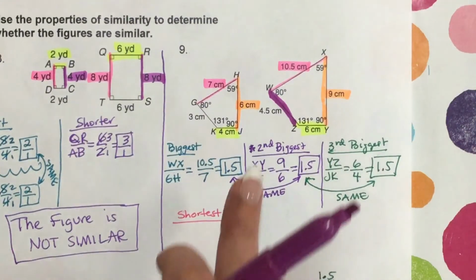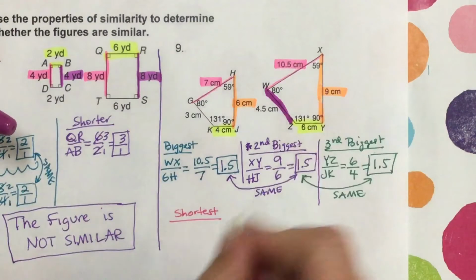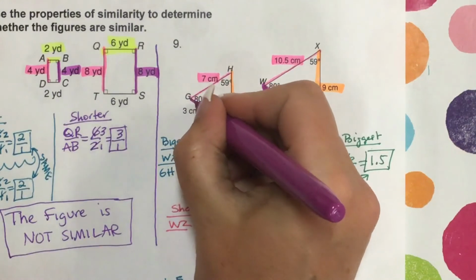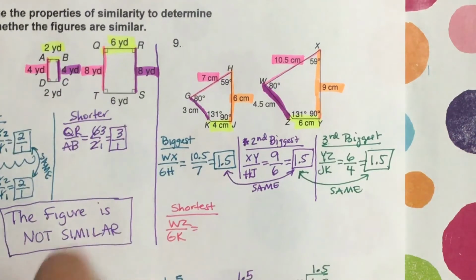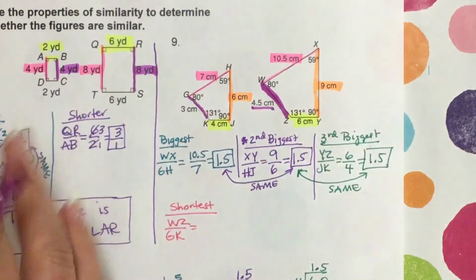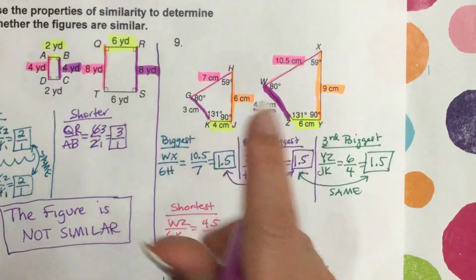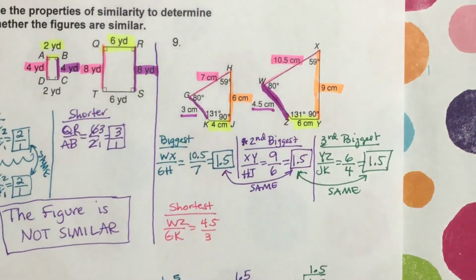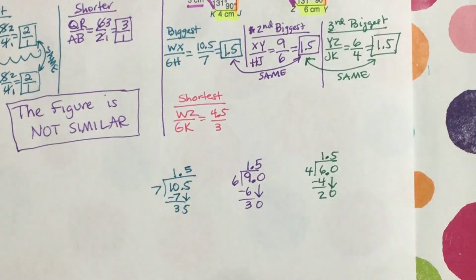Uh-oh. Do you see that? I'm sorry. The shortest side right here is WZ. So this is going to be on top, WZ, over the shortest side here, which is GK. And then we're going to put in the numbers. So the numbers for this one is 4.5. WZ is 4.5 over the number for GK, which is 3. So this is 4.5 over 3. We have to do that division to see what that is.